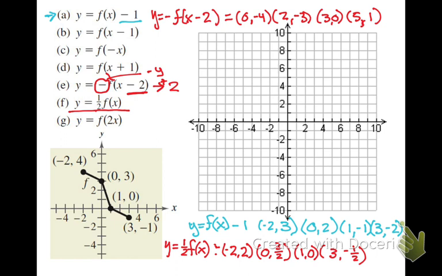Did you get 0, negative 4, 2, negative 3, 3, 0, 5, 1? Yeah.